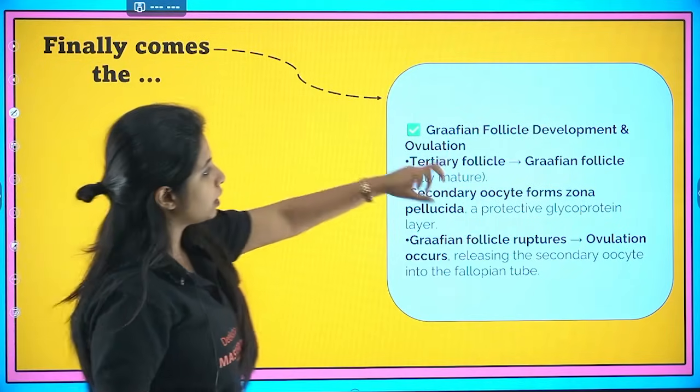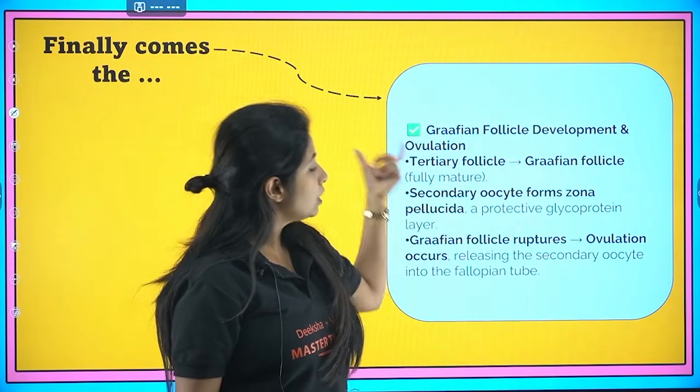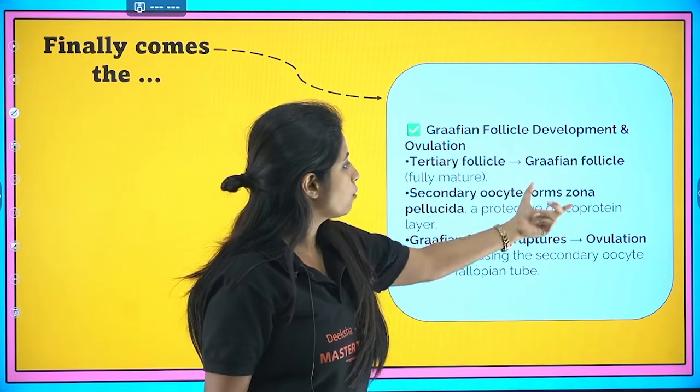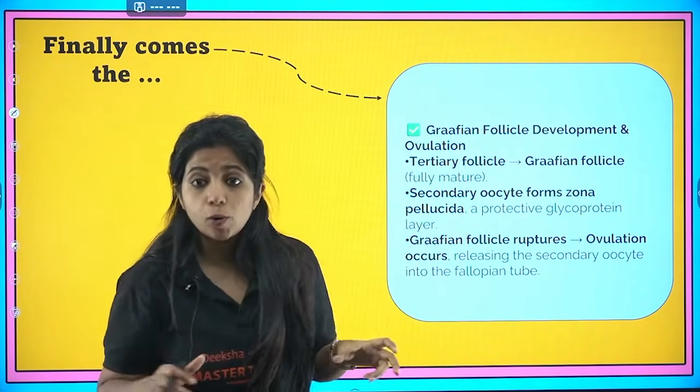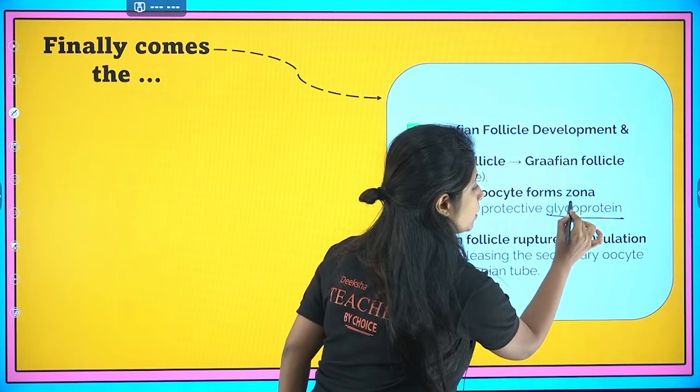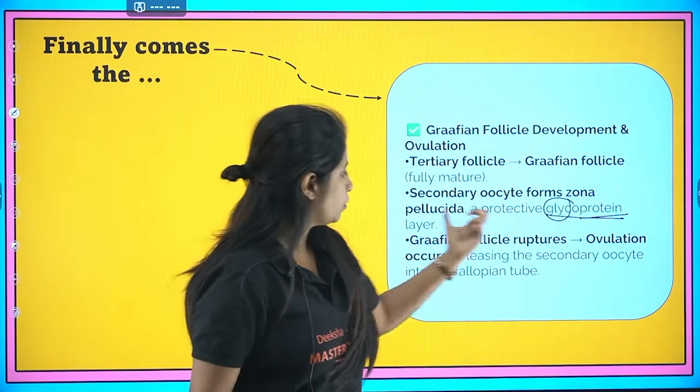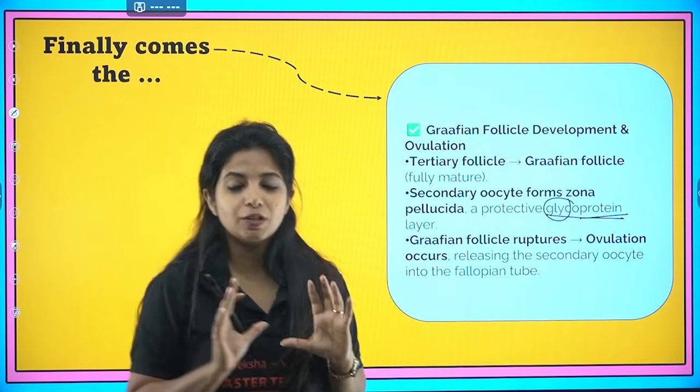Okay, Graafian follicle development and ovulation. Tertiary follicle matures into Graafian follicle, the fully mature follicle. Secondary oocyte forms the zona pellucida, a protective glycoprotein layer. It is what? Glyco, as in it is made up of carbohydrate, and protein also. Graafian follicle ruptures and ovulation occurs. When the Graafian follicle ruptures, that's when ovulation occurs.